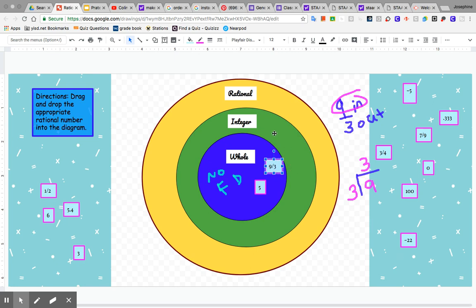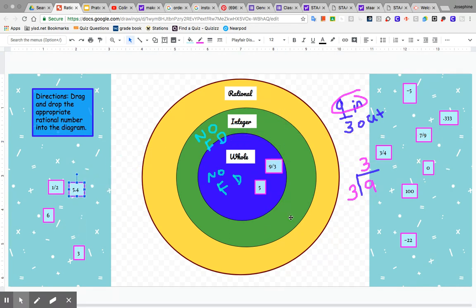Okay, now integers. Integers are the same. You cannot have fractions or decimals. So I'm going to write that right here. No fractions or decimals as well. For example, 1/2 does not belong there because integers do not include fractions or decimals. 5.4 can't go there, okay?